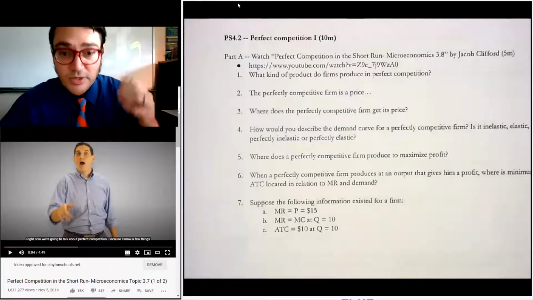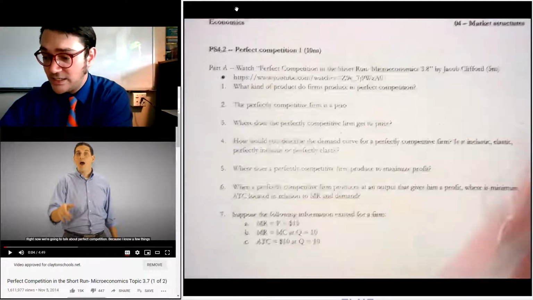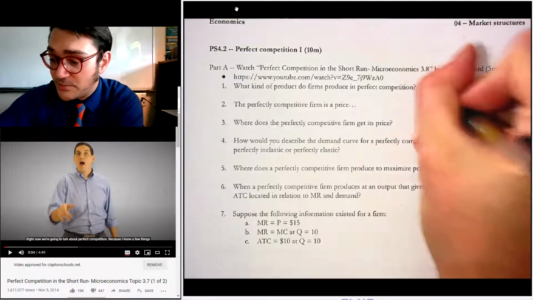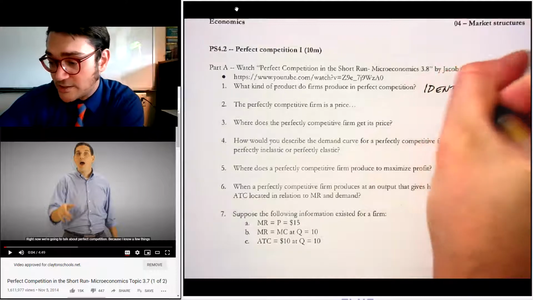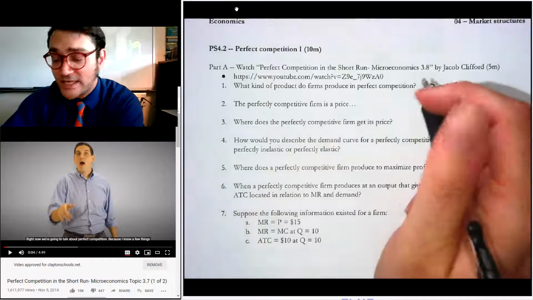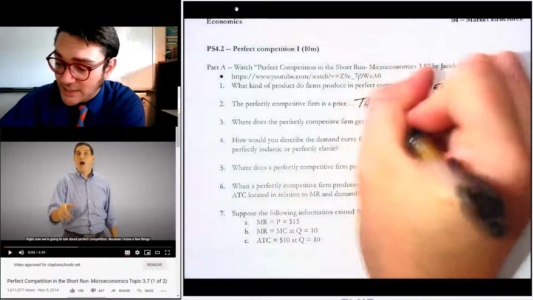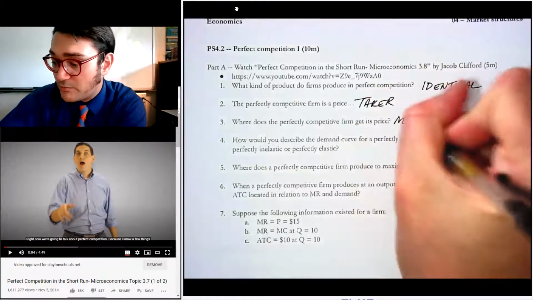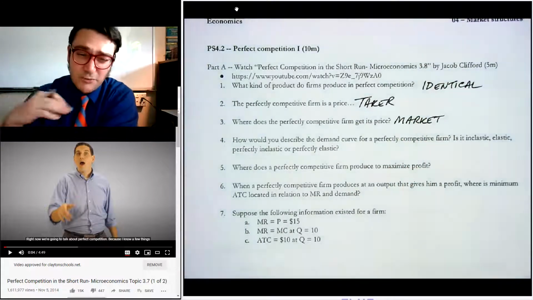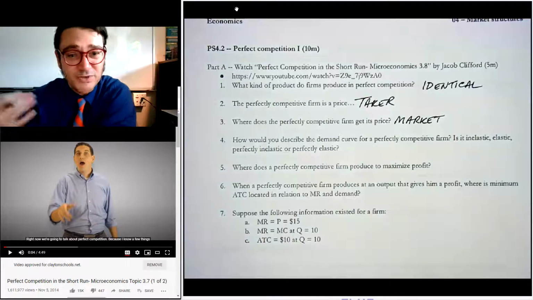All right, so assuming you've watched that video, the first thing they talk about is what kind of product do firms produce? Well, in perfect competition, they produce identical products. They're all the same, in perception and in reality. The perfectly competitive firm is a price taker. It's the idea that they get the price from the market. The market tells the firm, here's what the price is going to be, because no firm can raise or lower their price or else they'd lose all their sales.